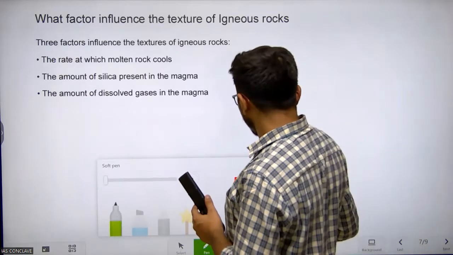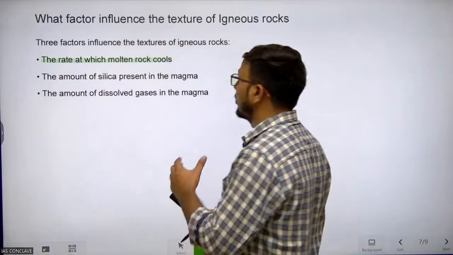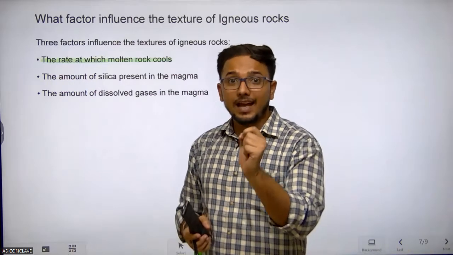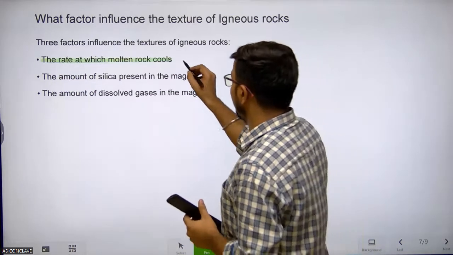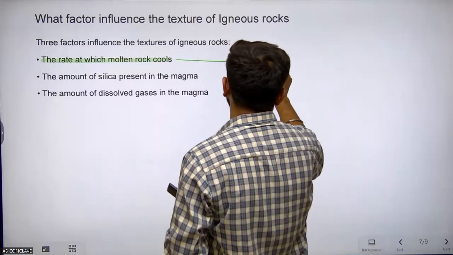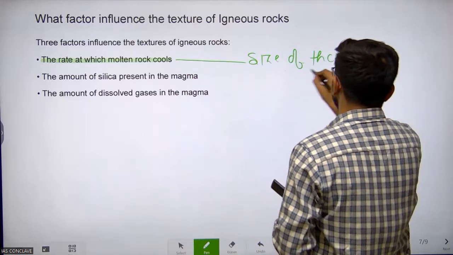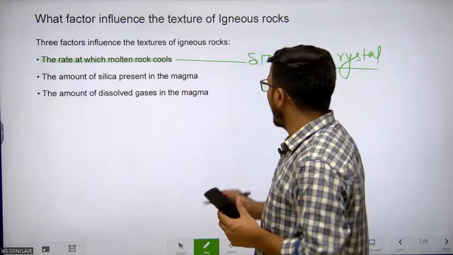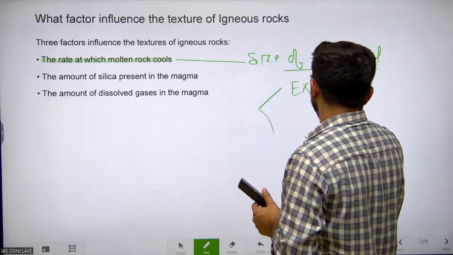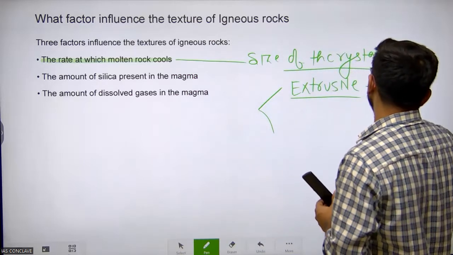The first one is the rate at which the molten rock cools, the cooling rate. What does the cooling rate determine? The cooling rate determines the size of the crystal. For example, we will take 2 processes. The first is the extrusive process, where the cooling rate will be very fast.